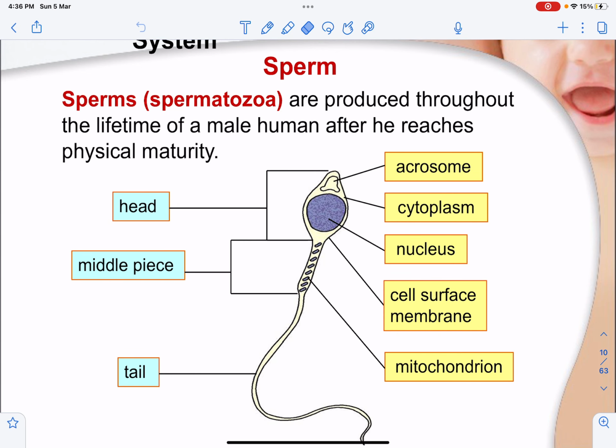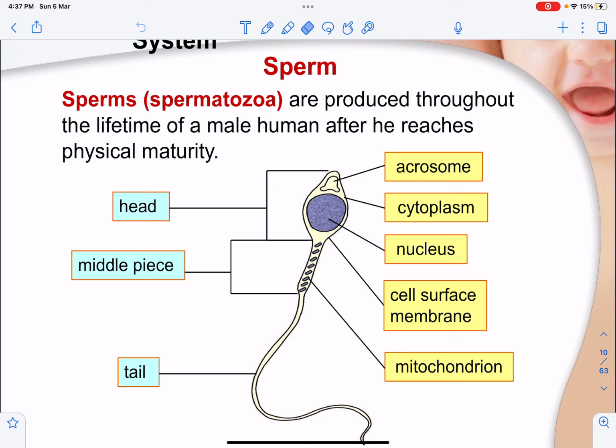So next, this is how your sperm looks like. If it's just one single sperm, you call it a spermatozoa. Zoa is generally the Latin word for what do you call that? Animals. Okay, so they are generally produced throughout the lifetime of a male human after he has reached physical maturity. However, as you age, the number of sperms will reduce drastically, and at some point you cannot produce anymore.